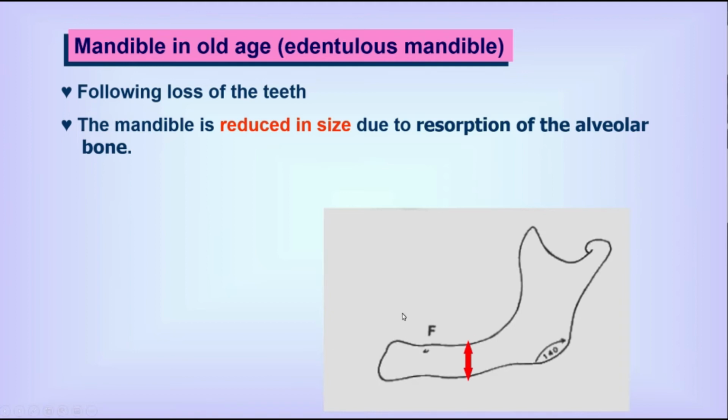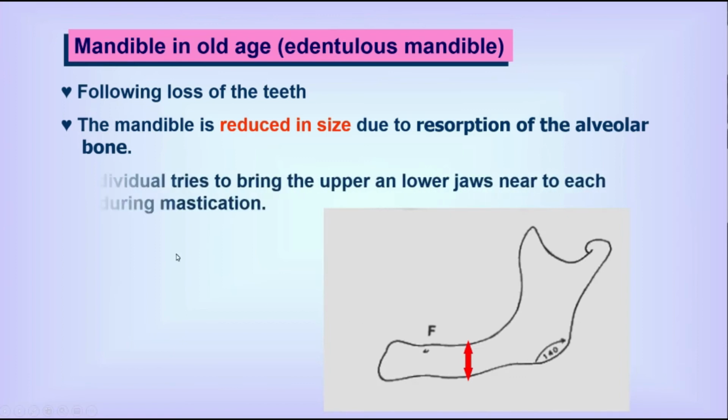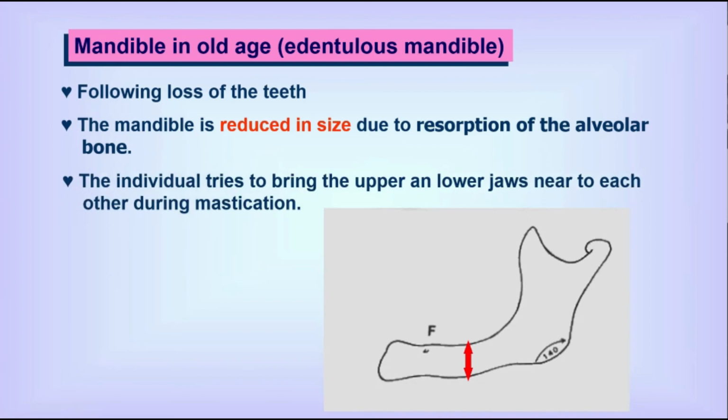There was a tooth here in this area. There was a tooth, but this tooth has gone away, so the alveolar process has also gone away. The individual tries to bring the upper and the lower jaws near to each other during mastication. Even if the tooth is not there, it is our normal tendency that when we take food, we try to masticate the food with our gums.